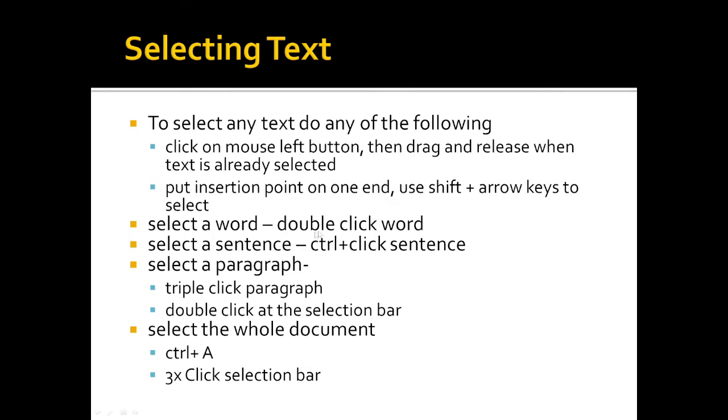To select a word, we can just double click the word. We use control click to select a sentence. And then to select a paragraph, we can triple click the paragraph, or double click at the selection bar. I'll show you where the selection bar is. To select the whole document, we can press Control A or triple click at the selection bar.